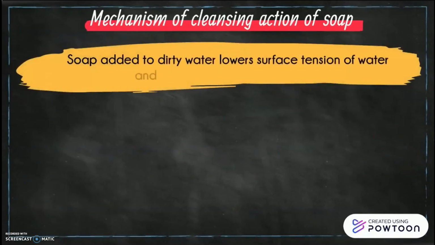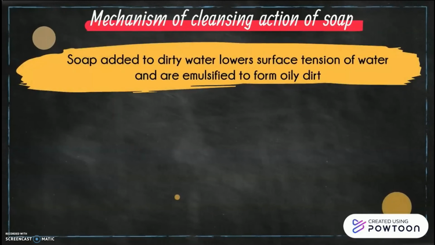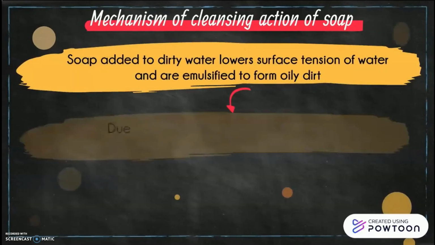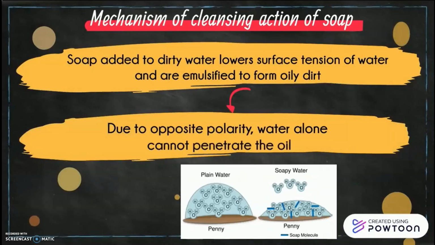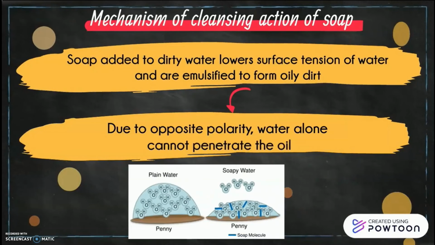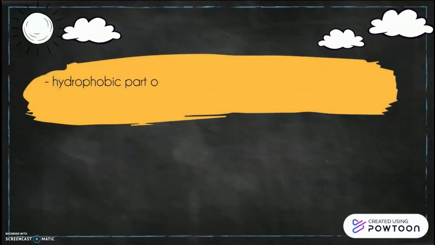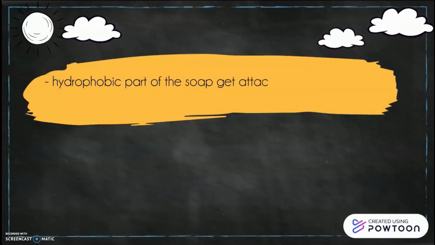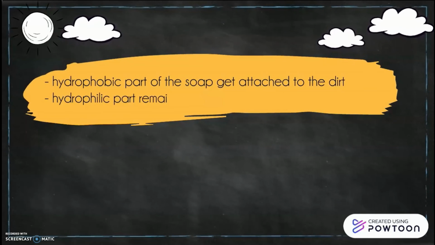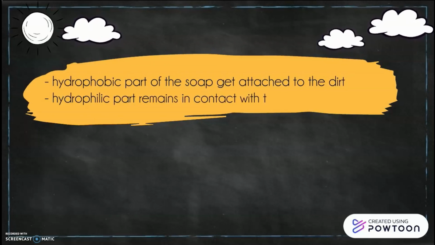The soap added to dirty water lowers the surface tension of water and the oily dirt is emulsified. Due to opposite polarity, water alone cannot penetrate the oil. The hydrophobic part of the soap gets attached to the dirt, while the hydrophilic part remains in contact with the water molecules.